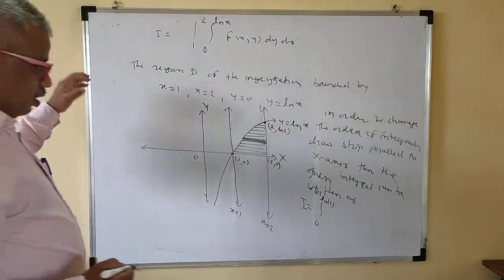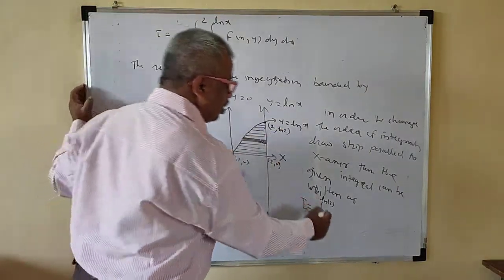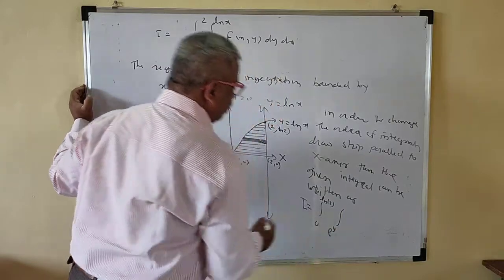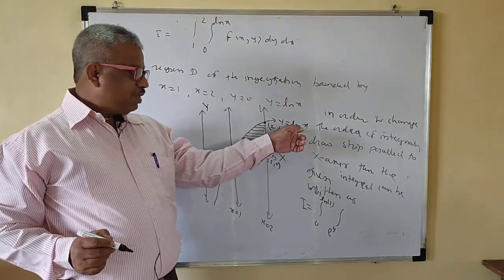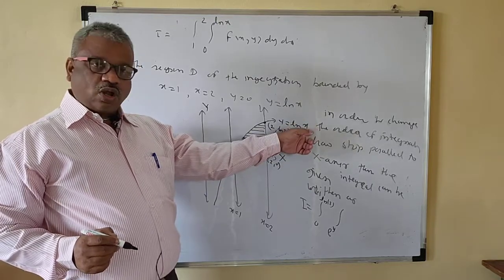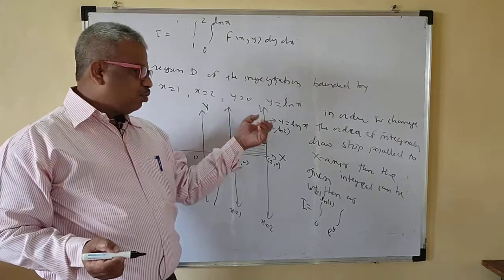Then limits of x now. X from this curve, right? X from this curve is what? So e raised to y now. Because here y is equal to ln x, and ln has base e. So if you want to find the value of x, you have to take the antilog on both sides. That means you have to take the exponential on both sides.